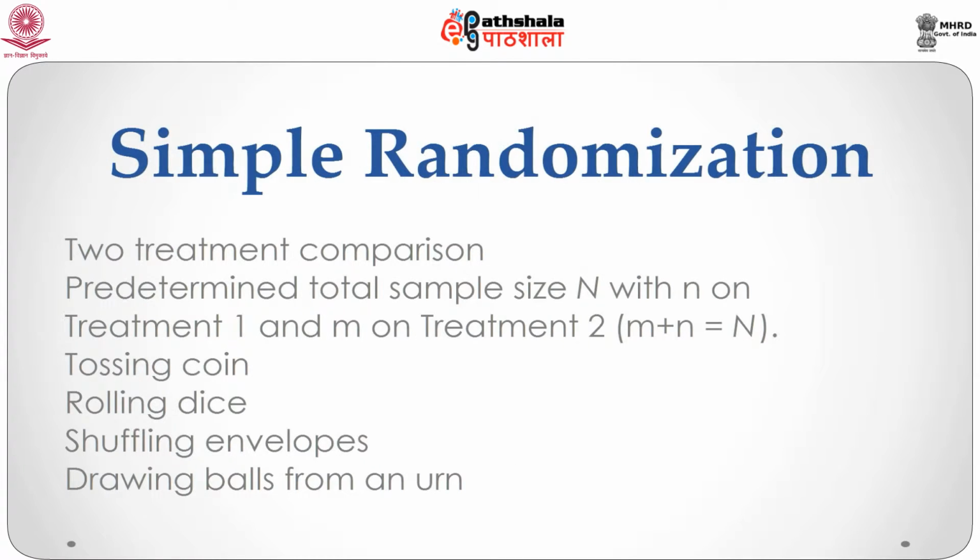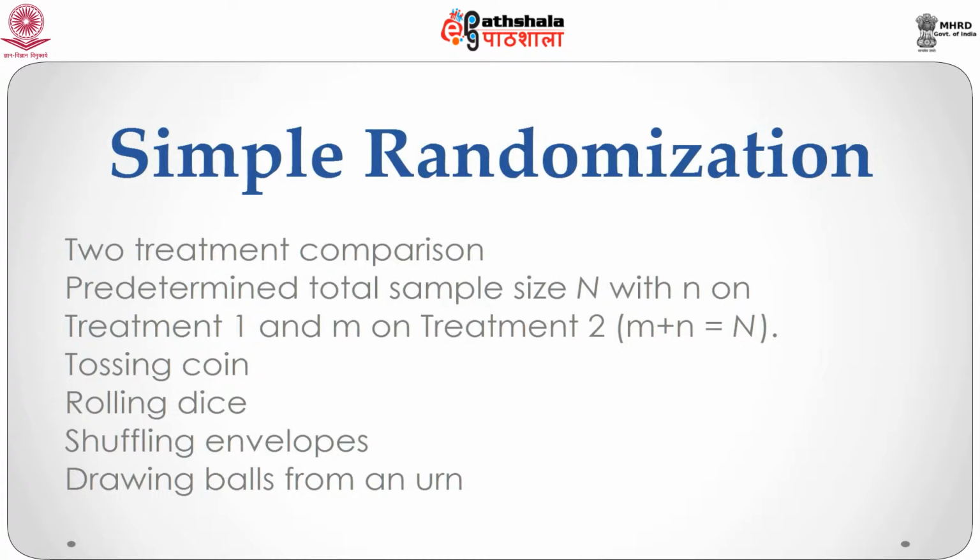Let us first then look at the simplest case of randomization. So we are assuming that we have two treatment comparisons. We also have a predetermined overall sample size capital N and a predetermined sample size of small n for treatment 1 and small m for treatment 2. Of course, m plus n is equal to capital N. In many situations, small n and small m will be equal.